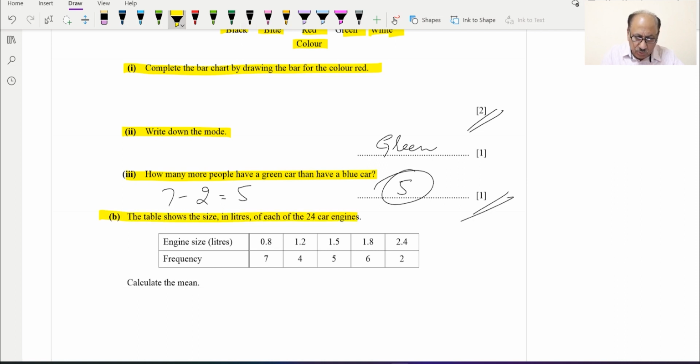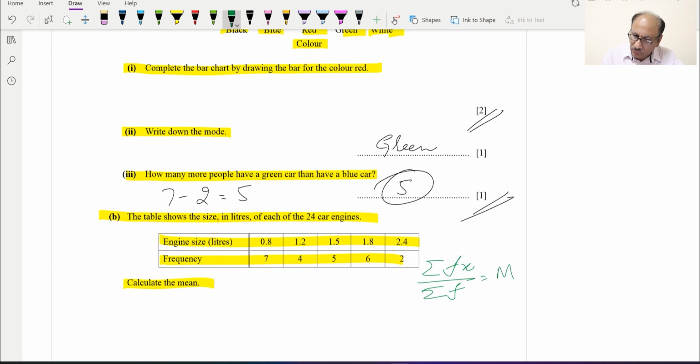B part, the table shows the size in liters of each of the 24 engines. These are the data basically provided. Frequency is also given. Calculate the mean. So for the mean we can use the formula sigma fx over sigma f, which will be equal to the mean.